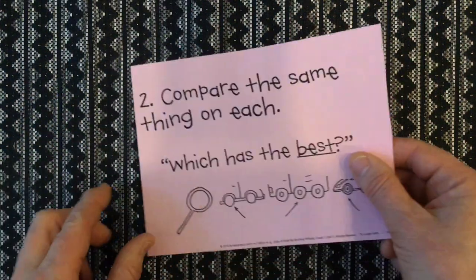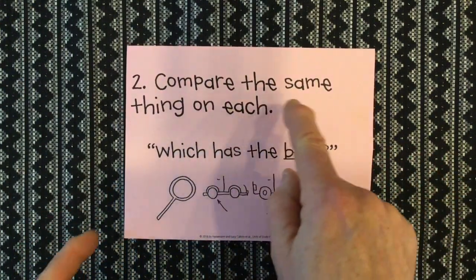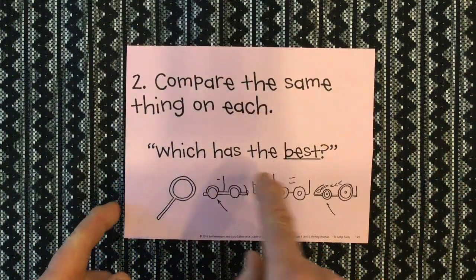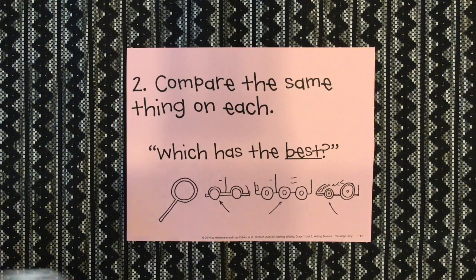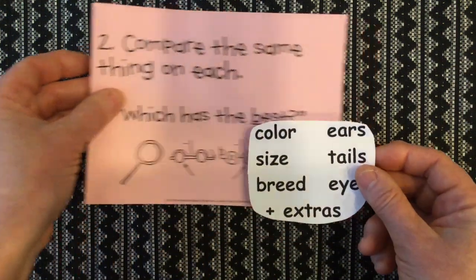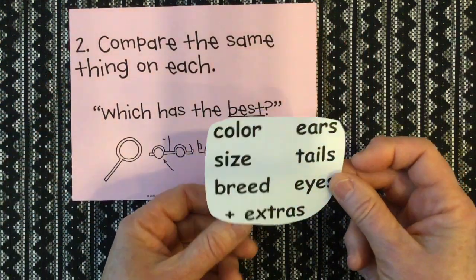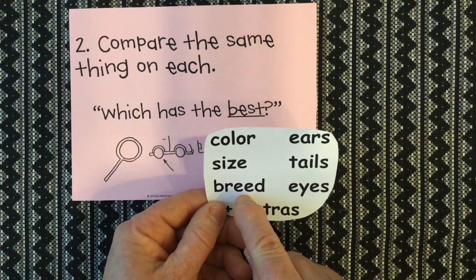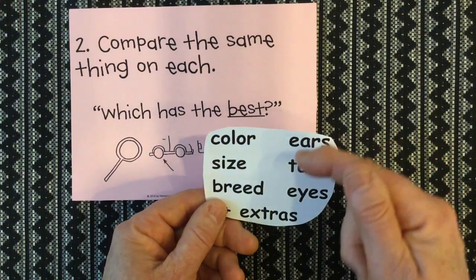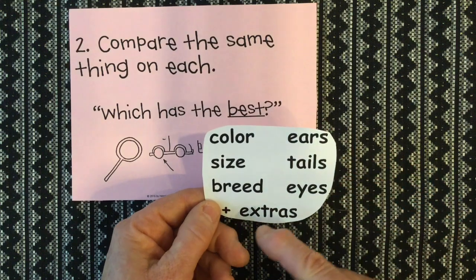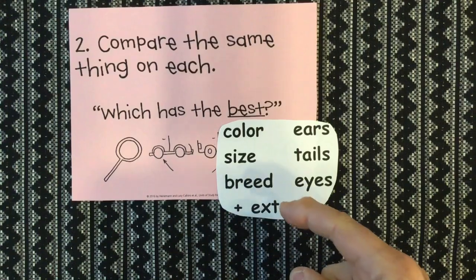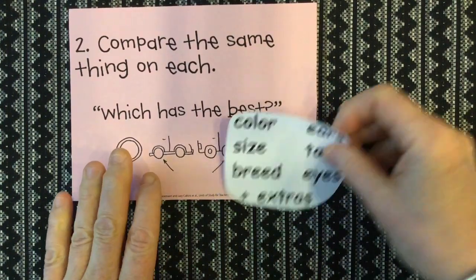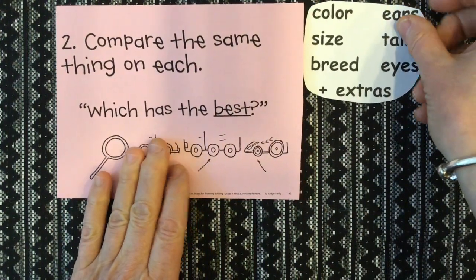Then remember, you're going to compare the same thing on each. Which has the best whatever. Remember, for these cars, they're comparing the wheels. Remember, for our dog show, I compared these things: their color, their size, their breed, their body characteristics, their ears, tails, and eyes, and then some extras. Now remember, the characteristics you compare will have to do with what kind of things you have in your collection.